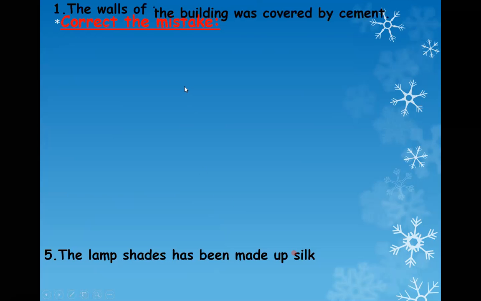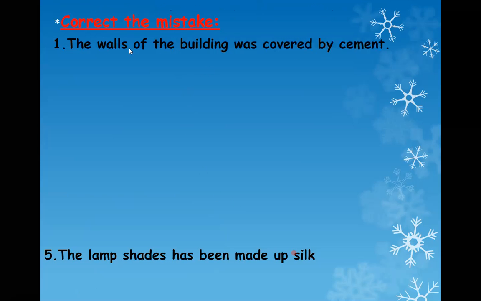Correct the mistake. Here we have got a mistake and we will correct it. The walls of the building was covered by cement. Who can get the mistake? The walls, they are more than one. So where is the mistake? Yes, Hala? Excellent. It will be were. Was will be were. Perfect.